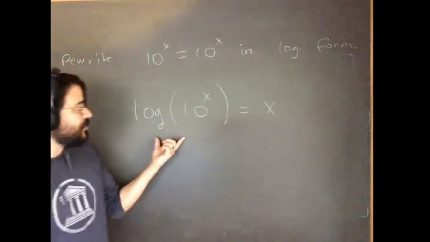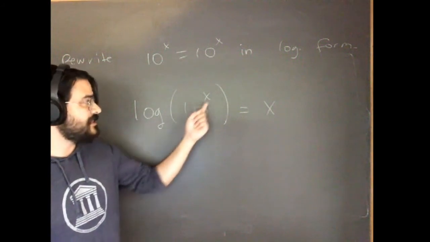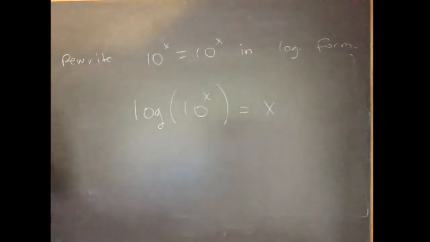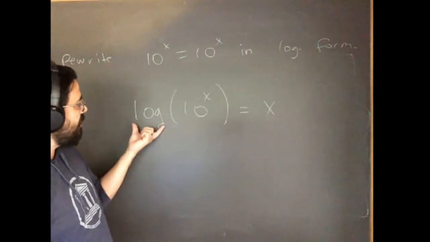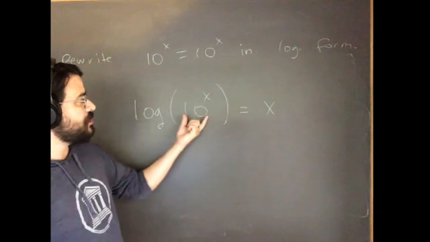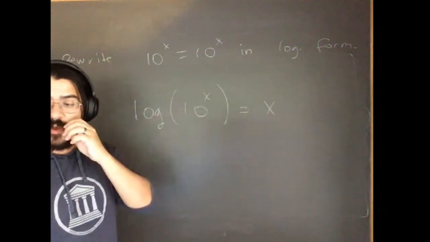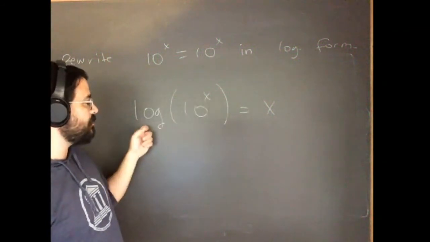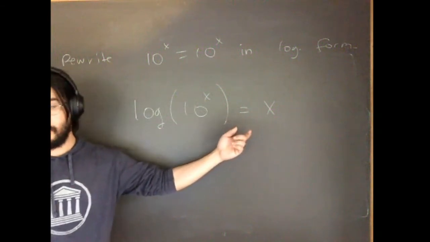And you can think about it this way: what do I need to raise 10 to in order to get 10 to the power of x? Well, it's got to be x, right? And here, one nice way to think about it is that the log base 10 and the function 10 to the x are undoing one another, right? So if I wanted to solve an equation that had an x up in the exponent, I can just simply take the log and it'll kick out the x for me, okay?